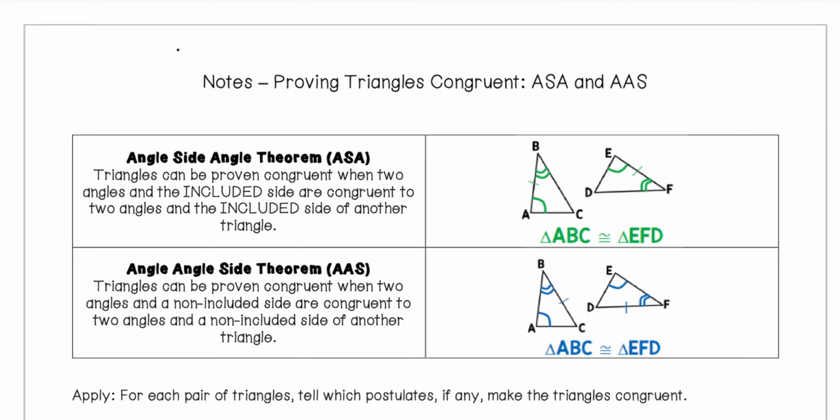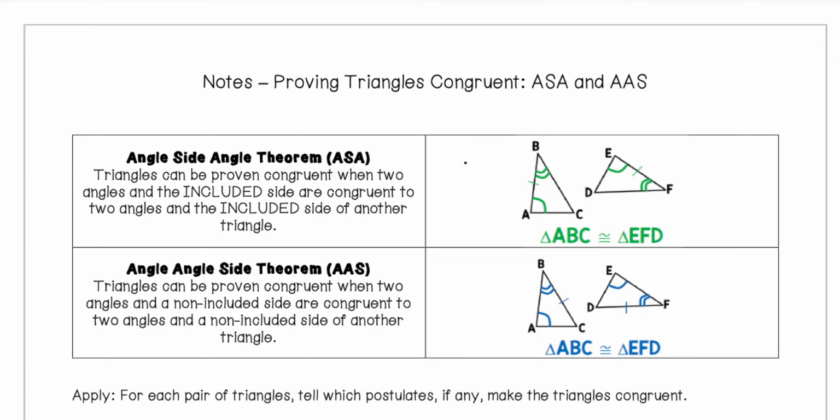In this video, we'll be looking at how to prove triangles congruent using the angle-side-angle and angle-angle-side theorems. In the angle-side-angle theorem, abbreviated as ASA, triangles can be proven congruent when two angles and their included side are congruent to two angles and the included side of another triangle.